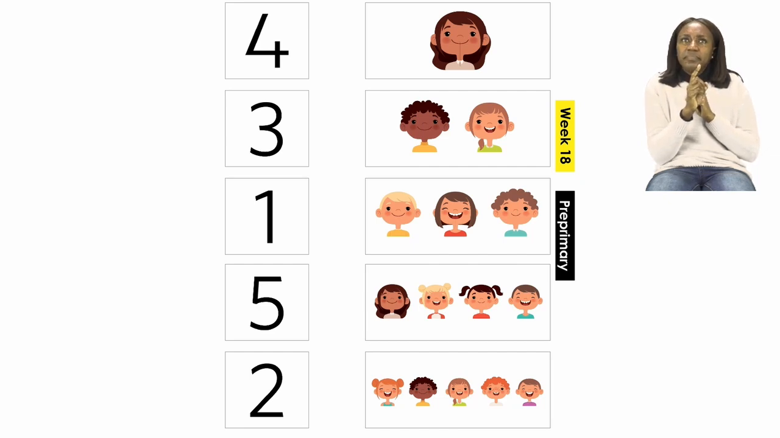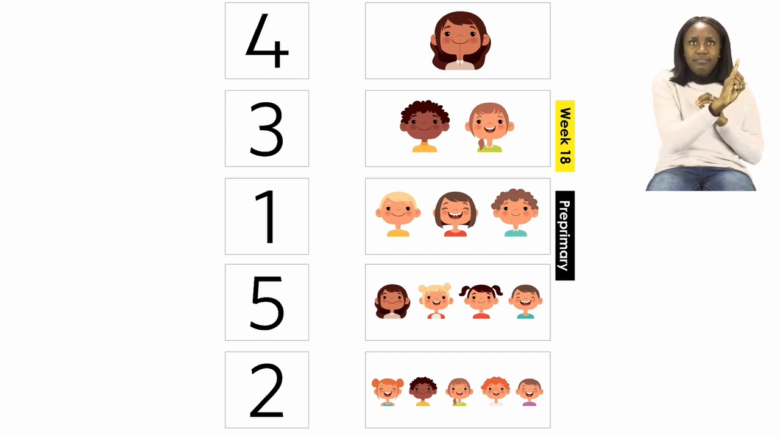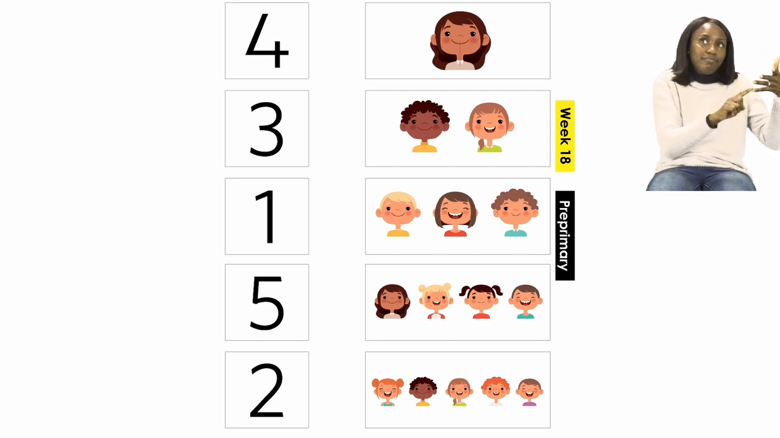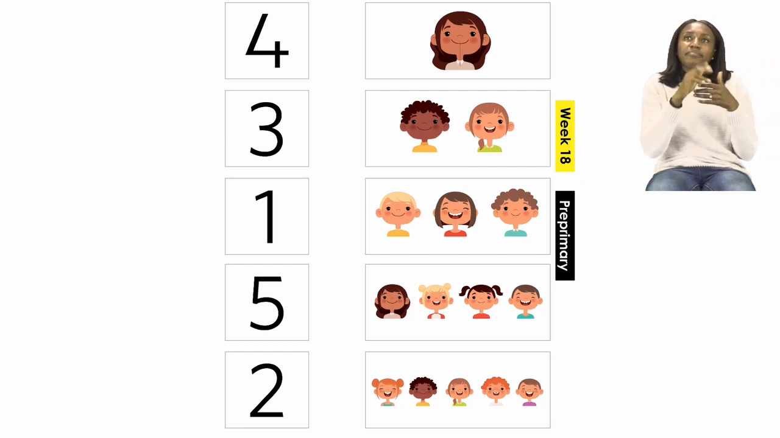First, we have number 4. Then we have number 3, number 1, number 5, and number 2. Let's look at these numbers one more time. Number 4, number 3, number 1, number 5, and number 2.